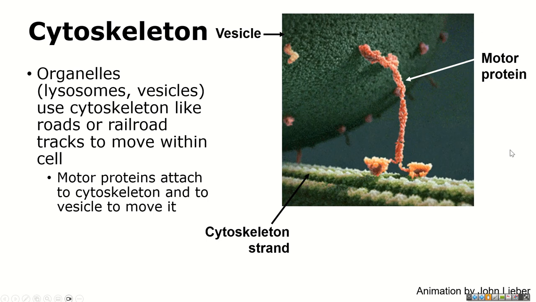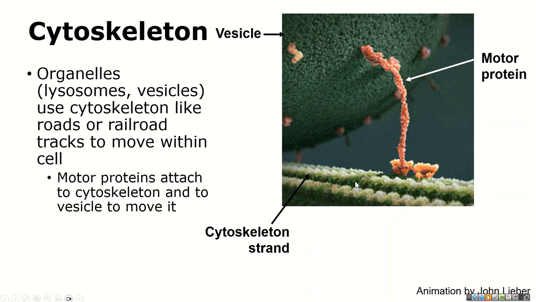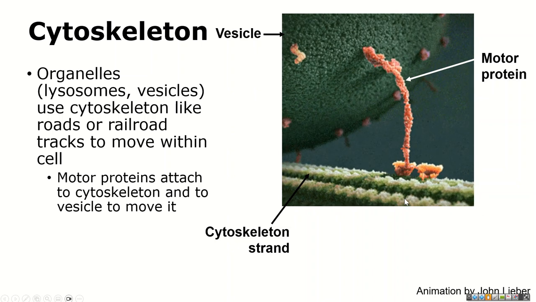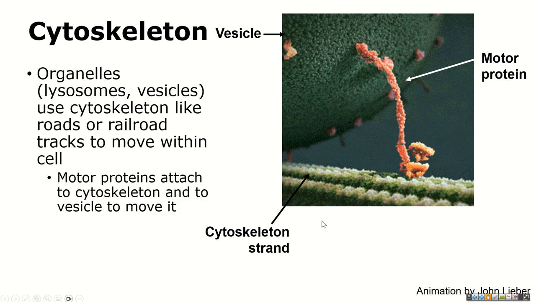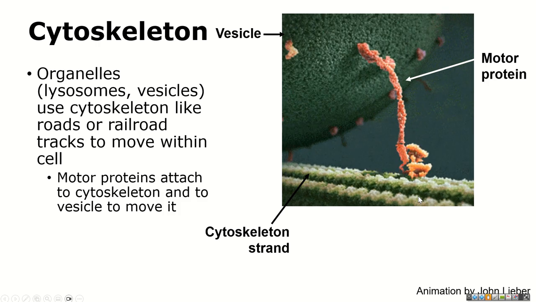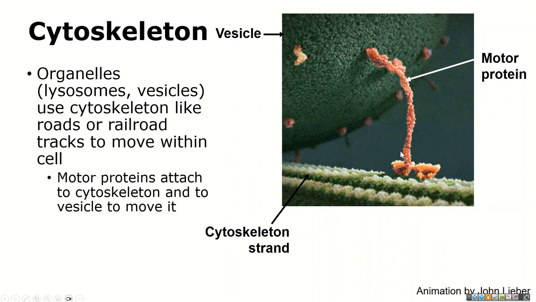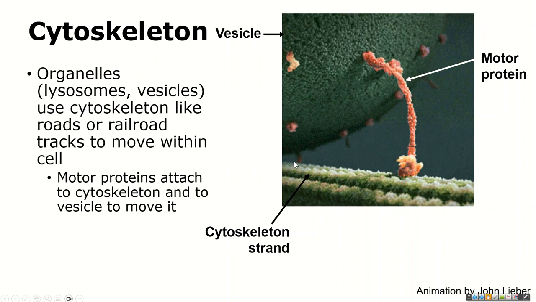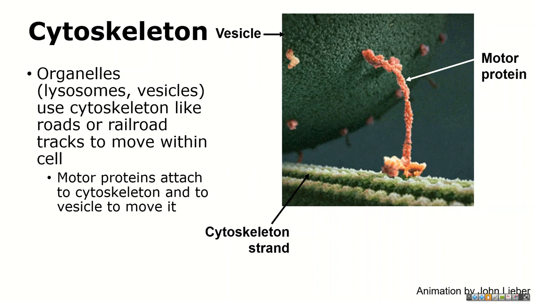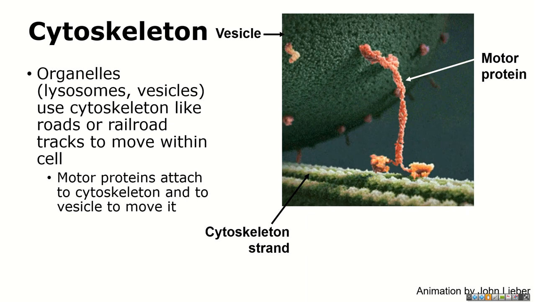So I'm going to show you a GIF. There we go. This green strand along the bottom is a strand of the cytoskeleton, just like these little thin lines in this cell. This is an animation of a cytoskeleton strand. This orange thing is what we call a motor protein. Motor just means that it moves. So a motor protein is a protein that either moves itself or changes shape and causes something else to move.